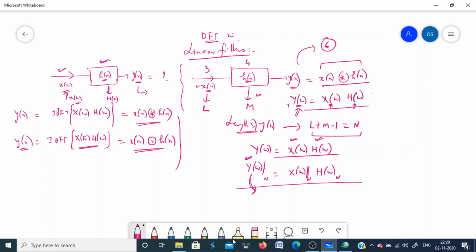Okay, it means you have a 3-point sequence and you have a 4-point sequence. The length of the linear convolution will be 6 points. Now to find the linear convolution using the DFT, you take the 6-point DFT of X, the 6-point DFT of H, multiply them together, and find the inverse DFT. You will get the linear convolution.